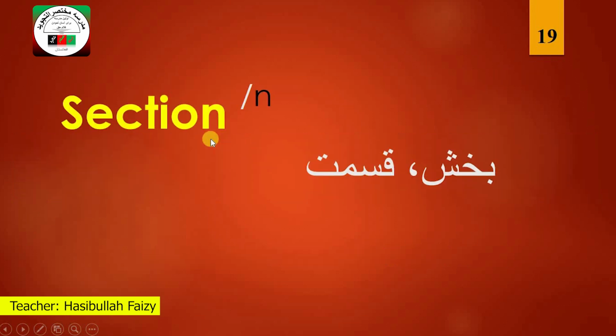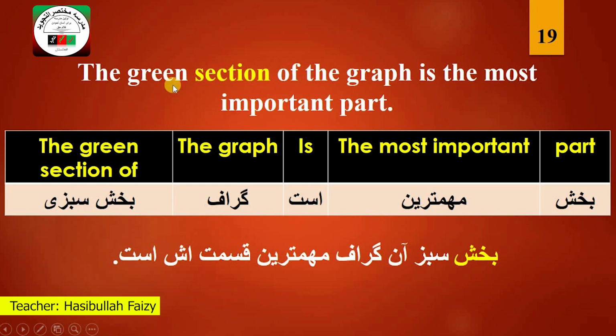19مین لغت section می باشد. section تلفظ می شود و از قسمت parts of speech noun هست. ترجمهش بخش و یا هم قسمت می باشد. مثالش The green section of the graph is the most important part. ترجمهش بخش سبز آن گراف مهمترین قسمتش است.